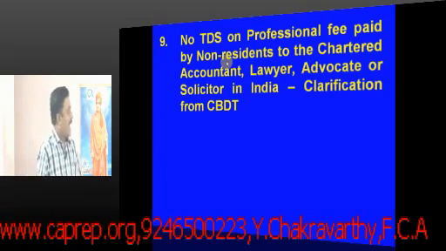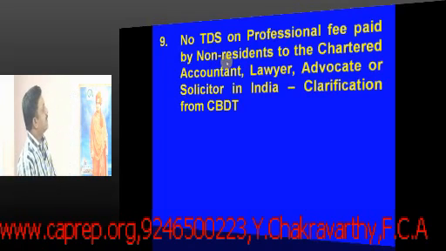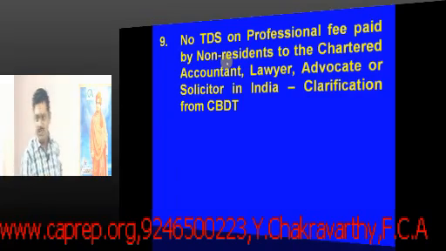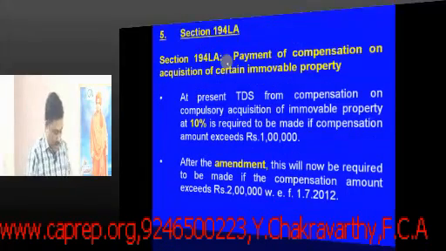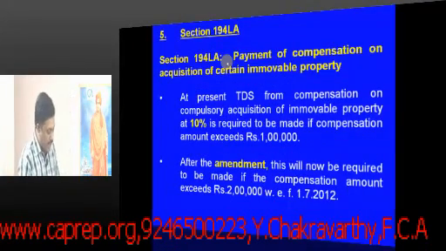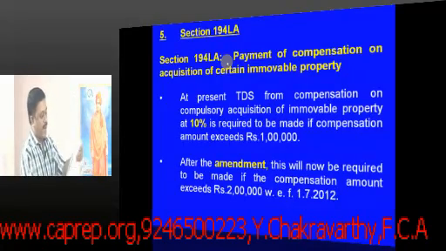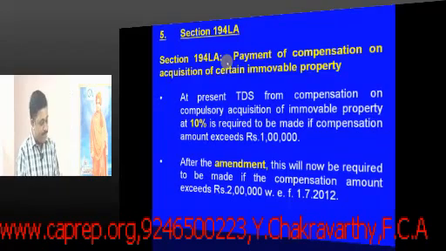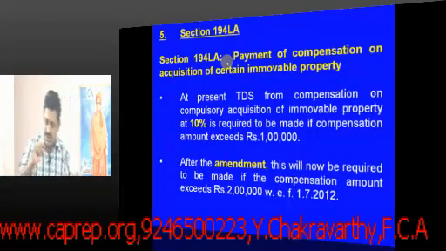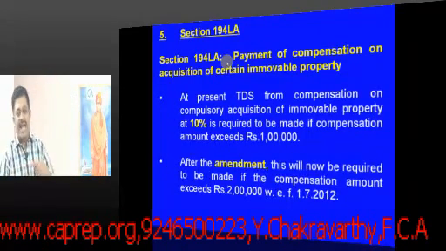Then friends, I have already explained this particular point, that professional fees paid by a non-resident to Indian chartered accountants and legal firms is not subjected to TDS. Now I move to section 194LA. What is section 194LA? This is also a new section. Of course, it's an existing section, but the threshold limit got enhanced.